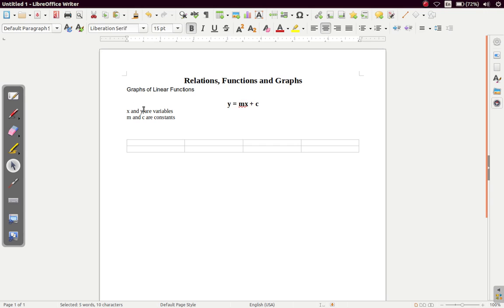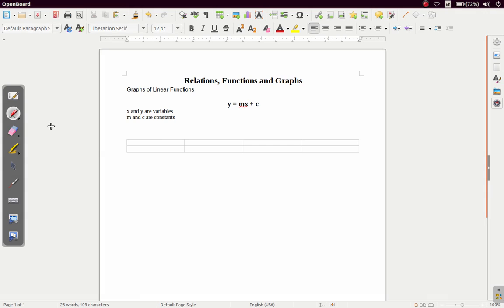X and y are variables. That means x and y vary. As you go along the graph, they keep varying, they keep changing. M and C are constants. They don't change, they are constant. They are numbers that do not change throughout the graph.